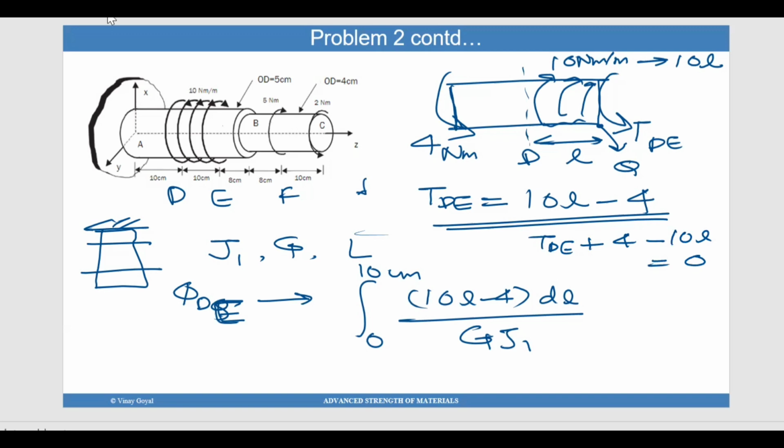So when you put that in here, you get an integration. You know how to solve this integration. So you put in the values, you get what phi_DE is. So let me see what phi_DE is.